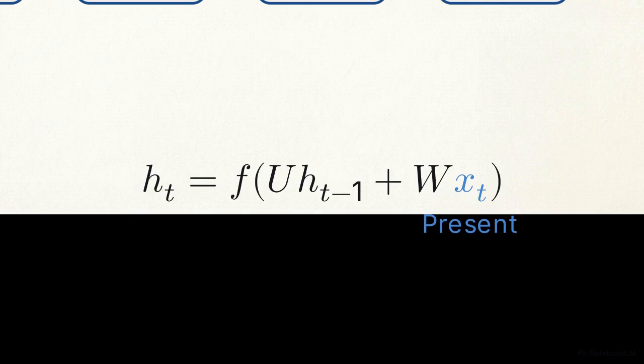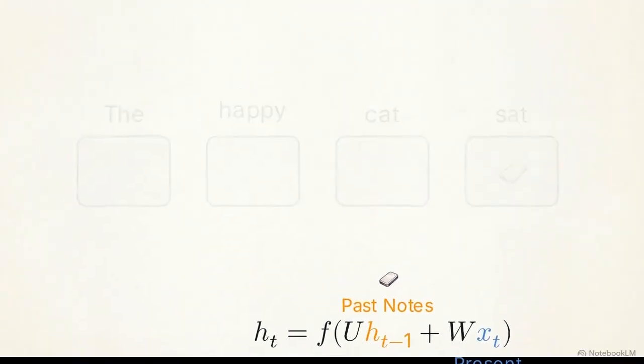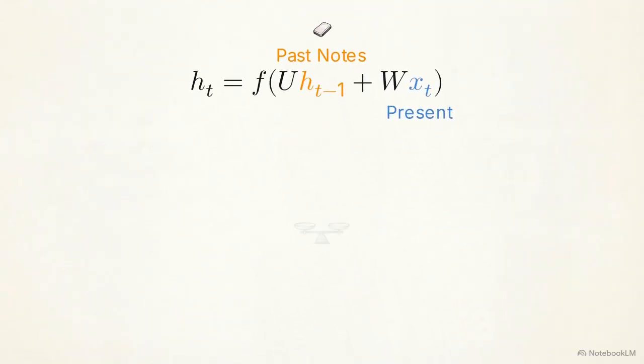The symbol XT represents the present. That is the brand new word the network is looking at right now. The symbol HT-1 represents the past. That is the running notebook passed down from all the earlier words in the sentence.